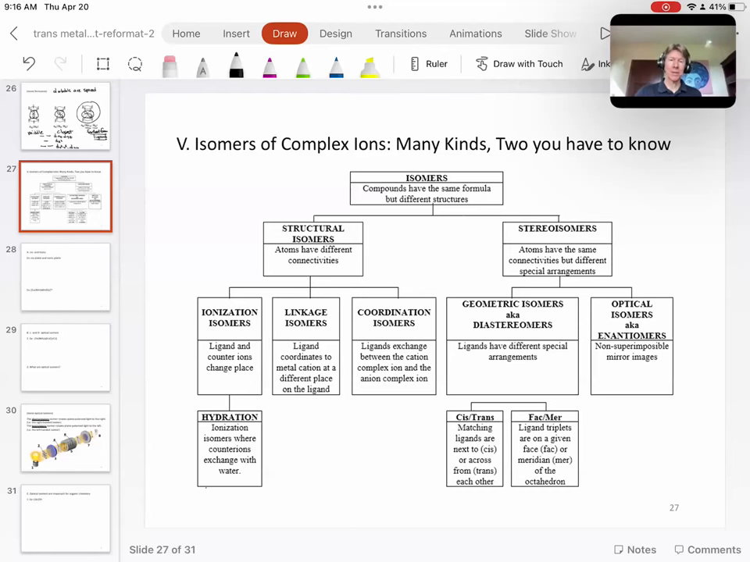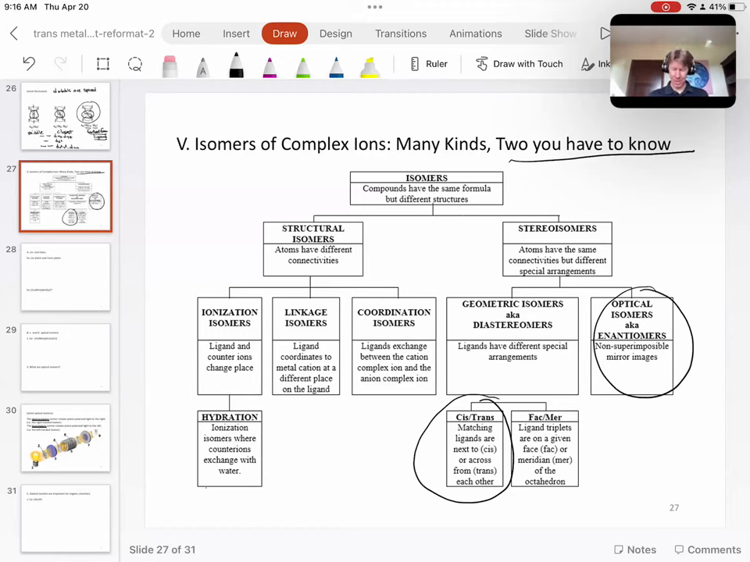Last topic that we're going to talk about is isomers of complex ions and isomers in general. There are many kinds. Isomers is a topic that, at least if you had me, we touched on in Gen Chem 1, but you can see that we only touched on it. And there are many kinds, two that you have to know for this course. And those are going to be cis-trans and optical isomers.